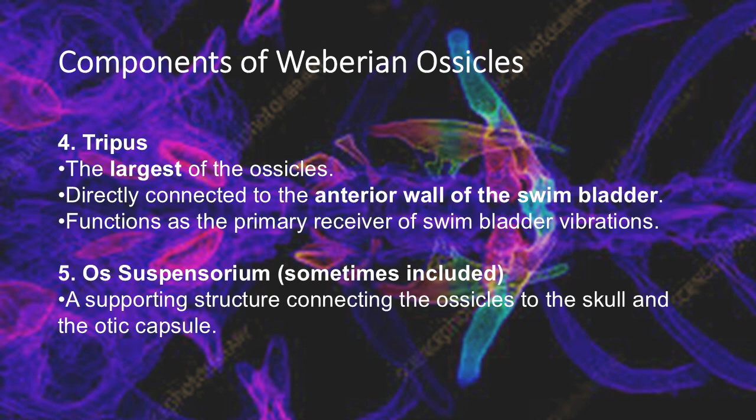4. Tripus, the largest of the ossicles, directly connected to the anterior wall of the swim bladder, functions as the primary receiver of swim bladder vibrations. 5. Os suspensorium, sometimes included, a supporting structure connecting the ossicles to the skull and the otic capsule.